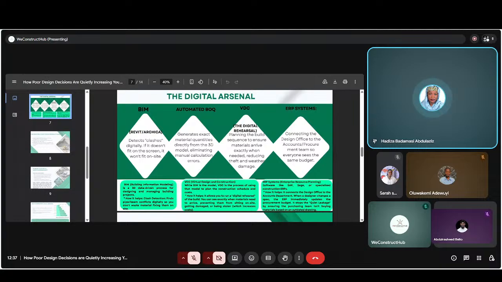So when design, execution, and budget are connected digitally, mistakes reduce, waste reduces, and cost control becomes stronger. Next slide, please.